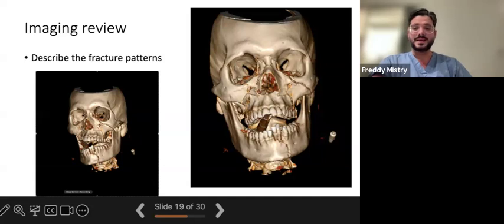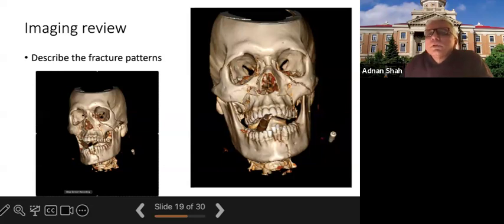Once the midface is stabilized, then I would put the patient into MMF, get him into occlusion, and fixate the parasymphysis fracture. Amar, would you do the same way?